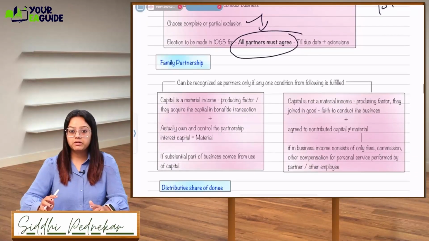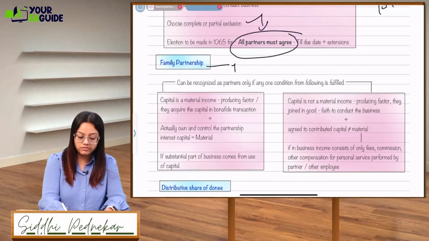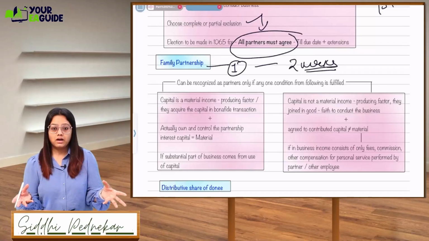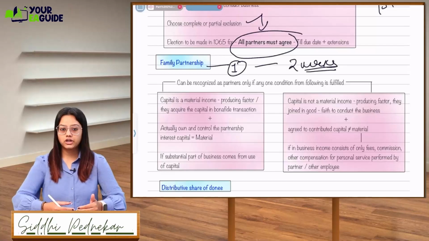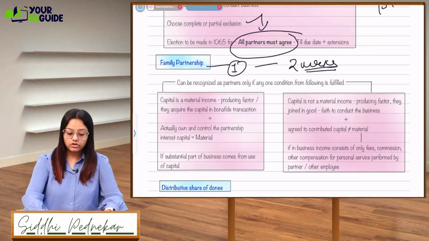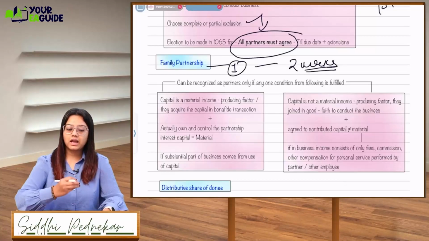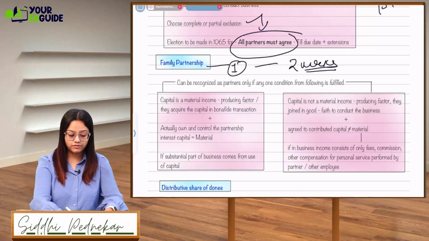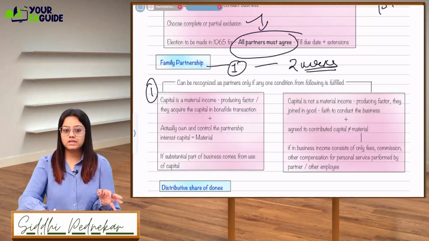Okay, now what do you mean by family partnership? Based on this, there will be one question which will be straight away of 2 marks. Okay, if you are running a family partnership, let's say me and my sister are starting a new business. In that case, how the basis will be decided, how the capital contribution will be done, you have to check whether the capital which you are contributing is a material factor in that business or not a material factor. So first thing over here on the left hand side, you can see where the capital is a material income producing factor.